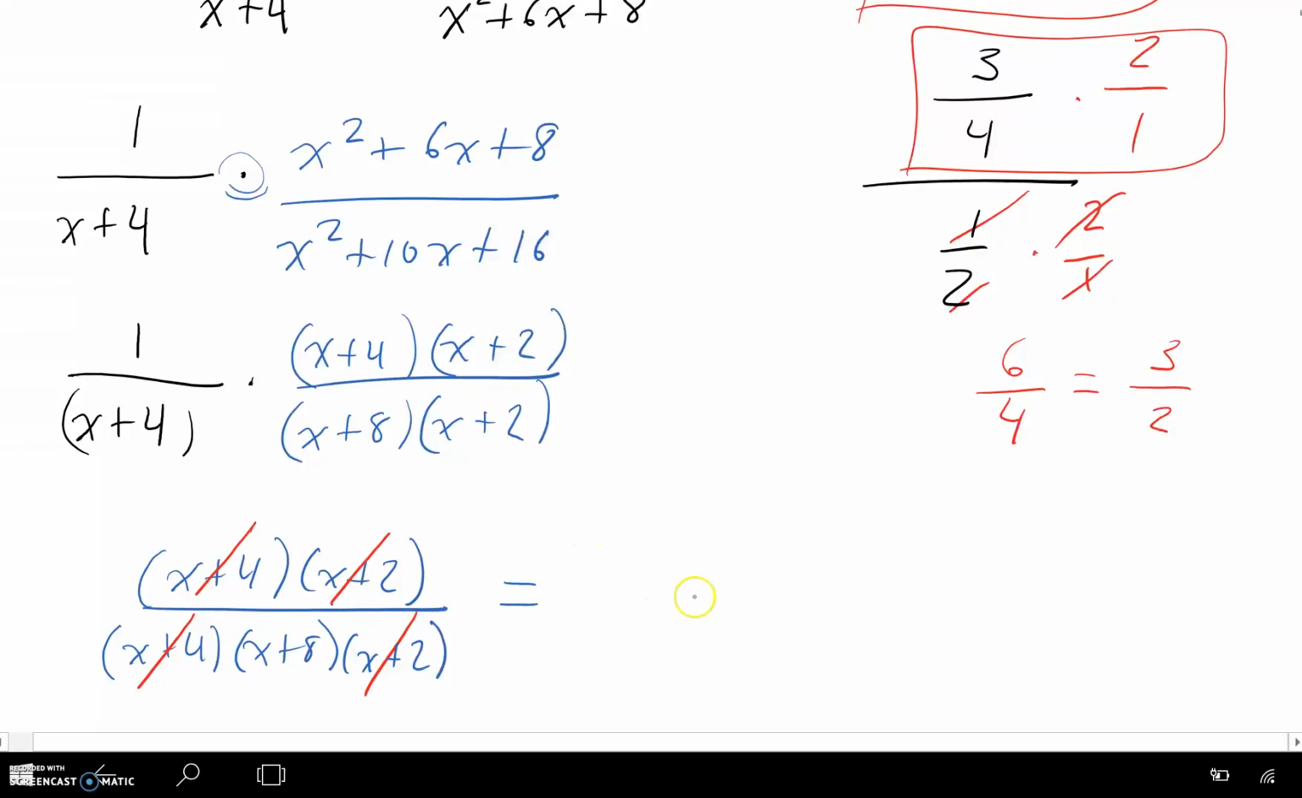Leaving our final answer as, there's nothing on top. Is that 0? Yes, it is. No, I'm just kidding. Hope you were able to correct me before I corrected you. It's 1 over x plus 8. Boom. There's our final answer.